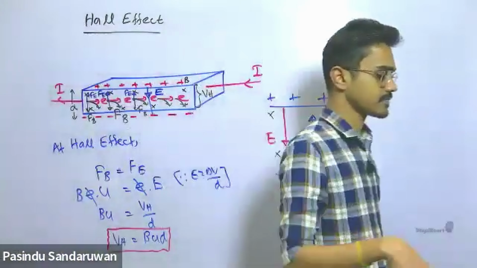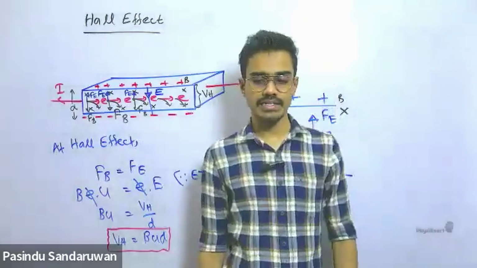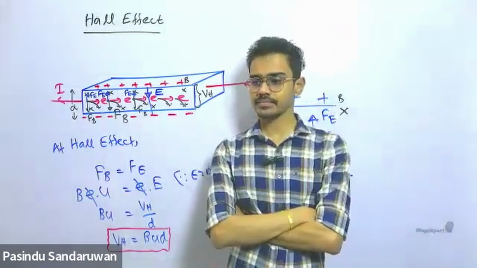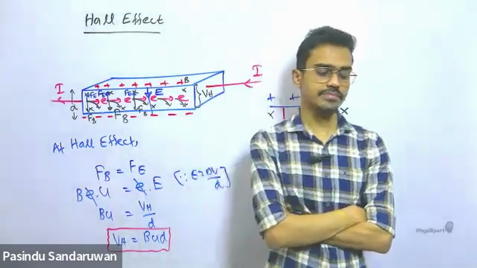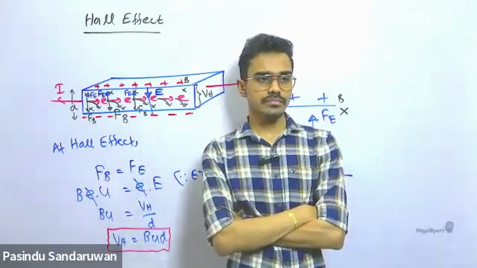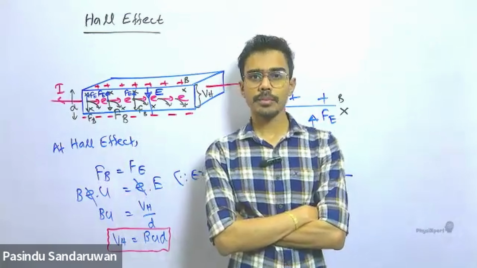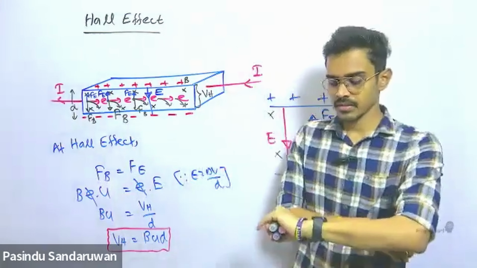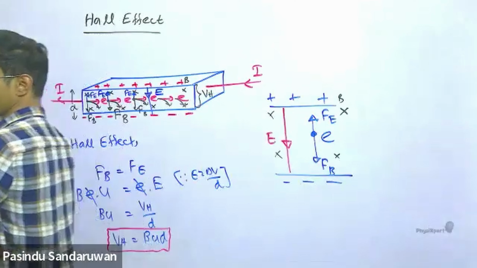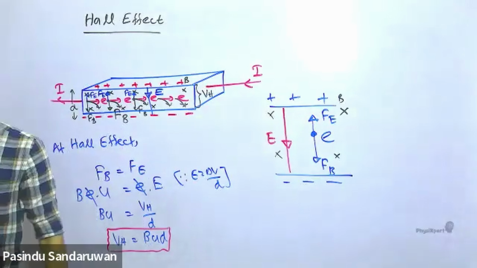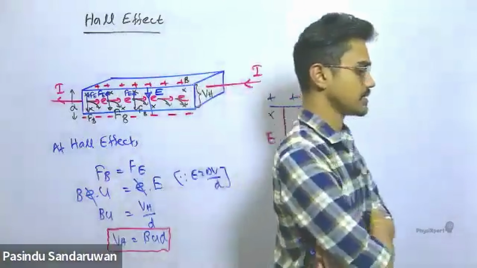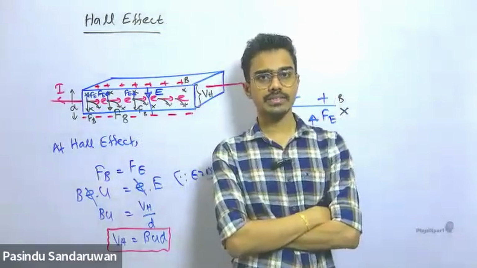An electron density around the bottom surface increases as a result.